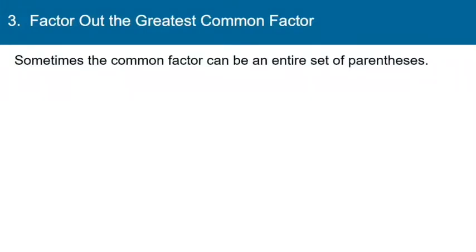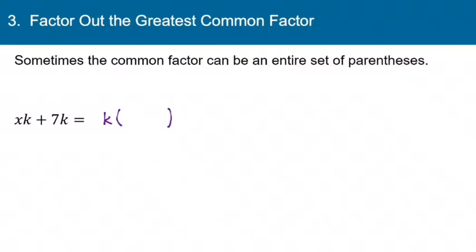Now, so far, every GCF we've had in every example has been a monomial, but sometimes the common factor can be an entire set of parentheses, so the common factor can actually be a polynomial all on its own. Let's start out looking at this simple expression and then I'll show you what I'm talking about. So let's look at x times k plus 7 times k. And I think you would agree with me that the GCF here is k.